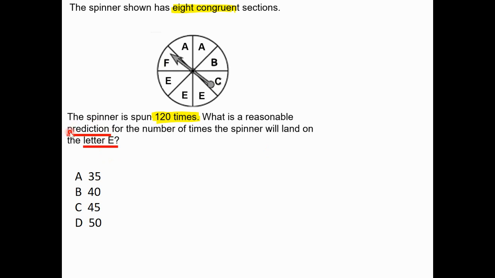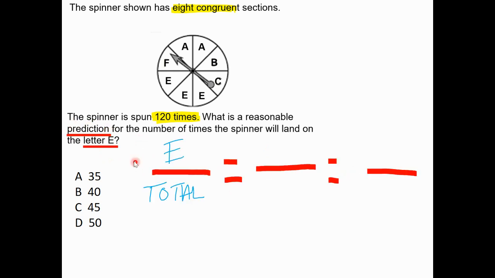So anytime I see this word prediction, that is my clue that we're setting up a proportion. And we're going to label this proportion the same way we labeled the probabilities. We're going to put what we want to happen on top. So we want it to land on the letter E, and we will always put the total on the bottom.